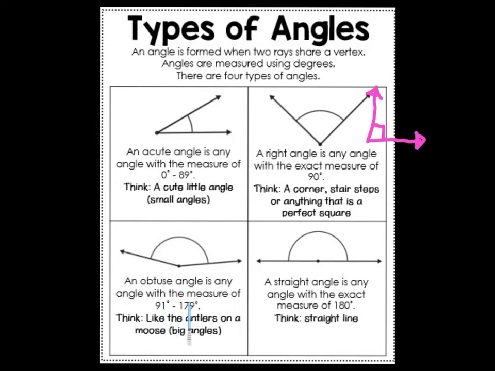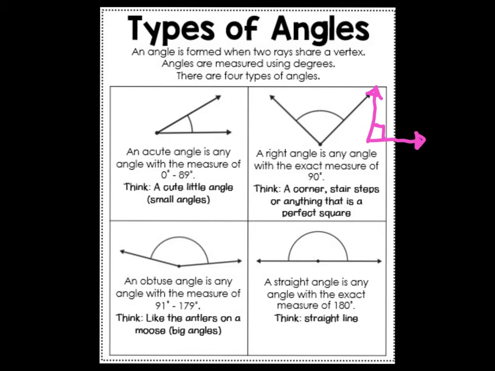to 179. This is very big. Let's think, like the antlers on a moose, big angles, obtuse. Moose, obtuse, very big. Then, on this side is a straight angle, and a straight angle always has a measure of 180 degrees. Because if we continued this, moving this all the way around, 180 plus another 180 would be 360 degrees. And there's 360 degrees in a complete circle.